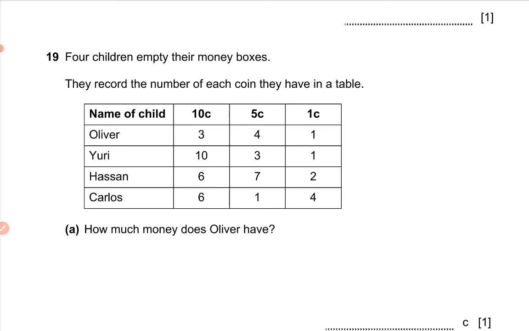Four children empty their money box. They record the number of each coin they have in the till. How much money does Oliver have?